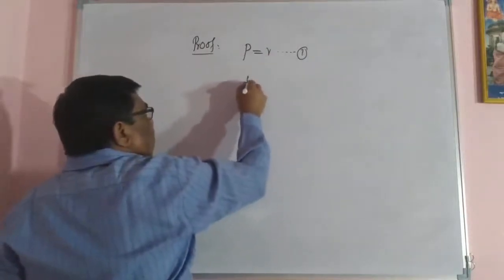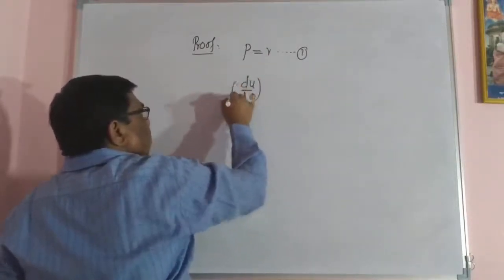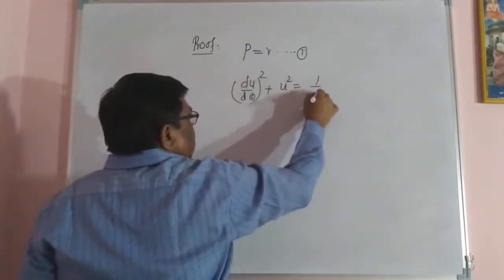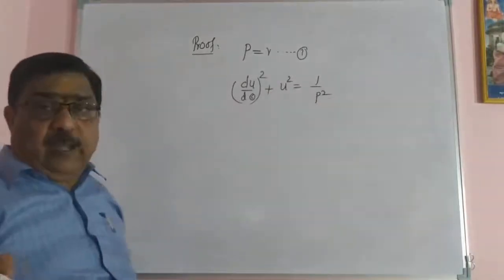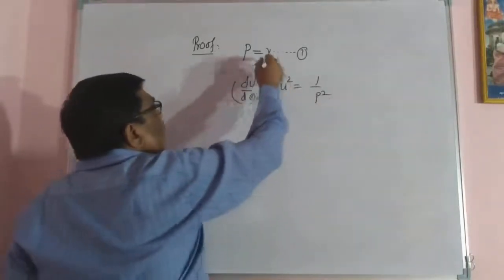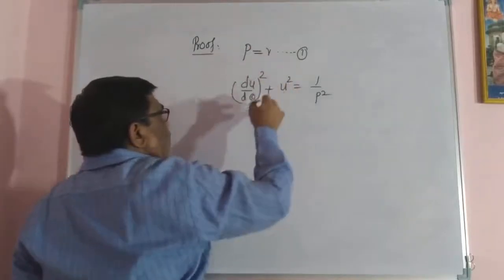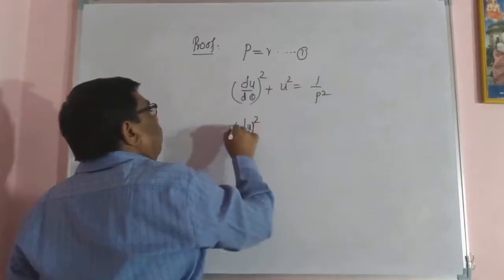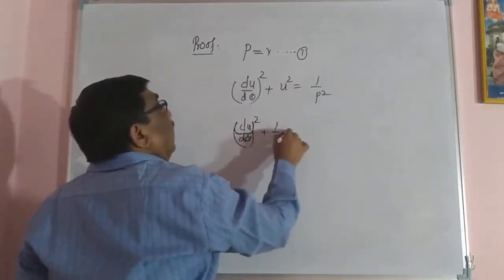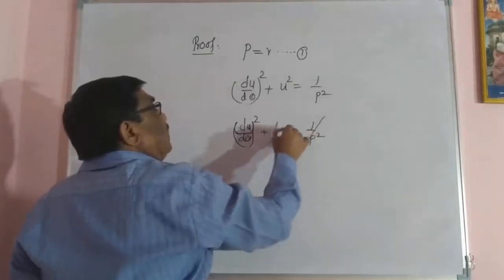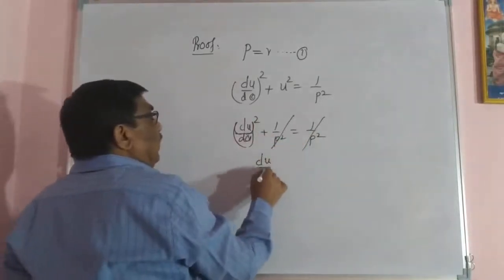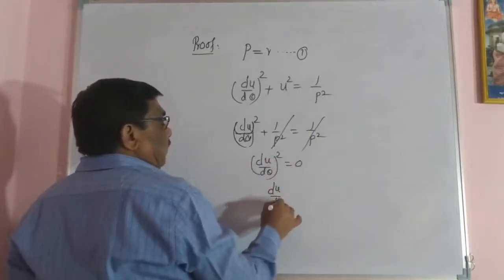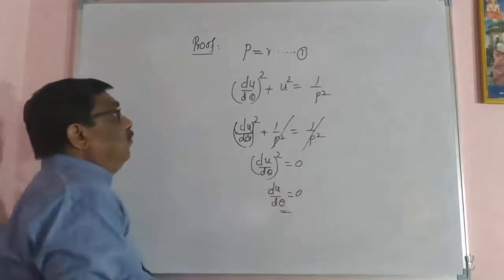And we know that (du by d theta) whole square plus u square equals 1 by p square. It is a well-known formula in the pedal form. Here u is 1 by r, and r is p. Therefore, (du by d theta) whole square plus 1 by p square is equal to 1 by p square. This 1 by p square cancels, (du by d theta) whole square becomes 0, or du by d theta is 0. This is the first condition.